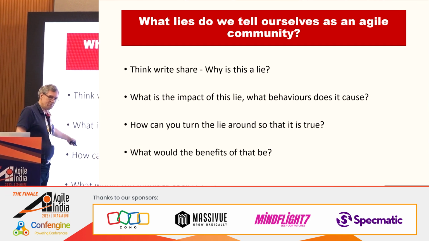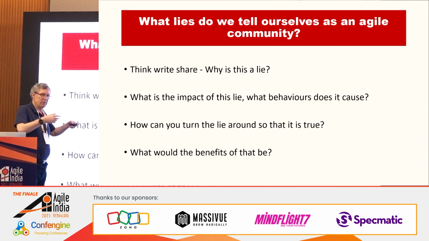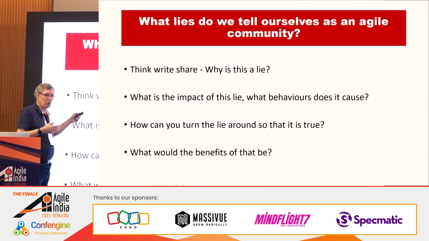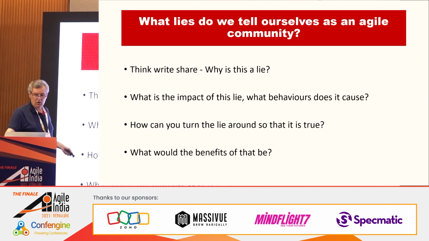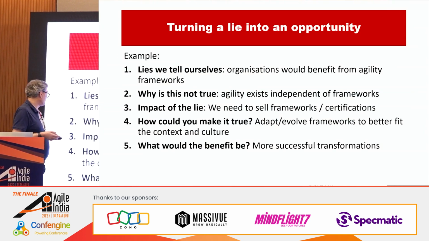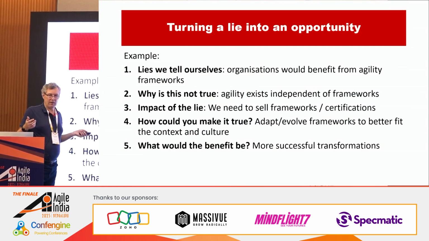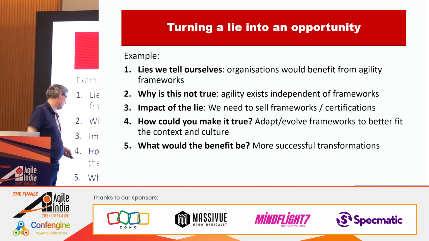Then, to make this positive, say, but how do you turn the lie around so it's true? So what would need to change for that to be a true statement? And then what would the benefits of that be? So as an example, lies we tell ourselves: organizations would benefit from frameworks because that's the thing that's sold to them. That must be happening, right?